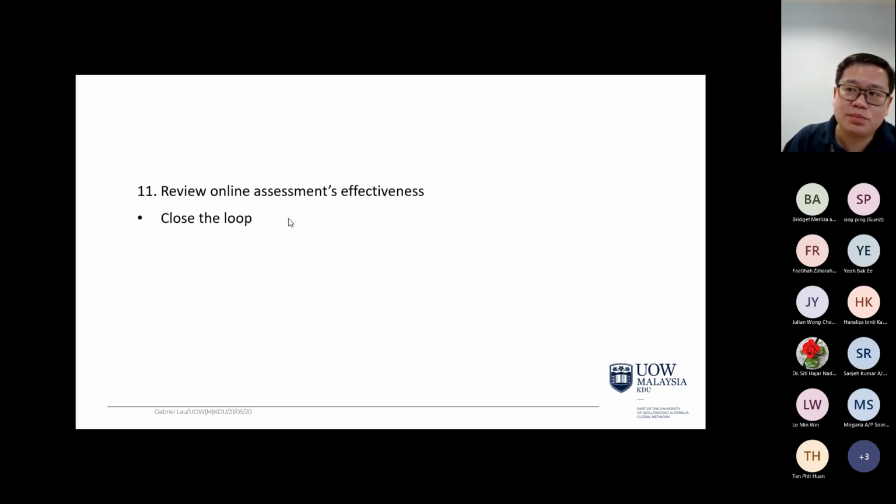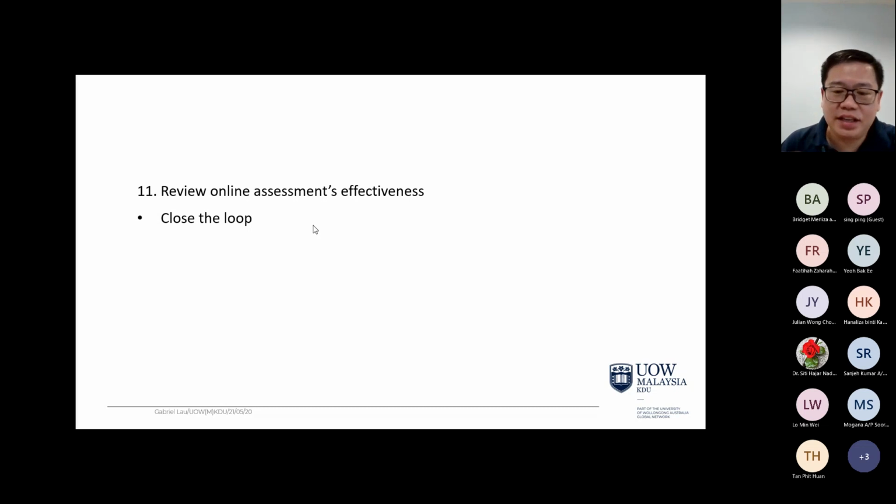And reviewing online assessment effectiveness is about closing the loop. Whatever assessment you do, at the end of the day, you close the loop. If it is good, you continue. No good, you change. Simple as that.